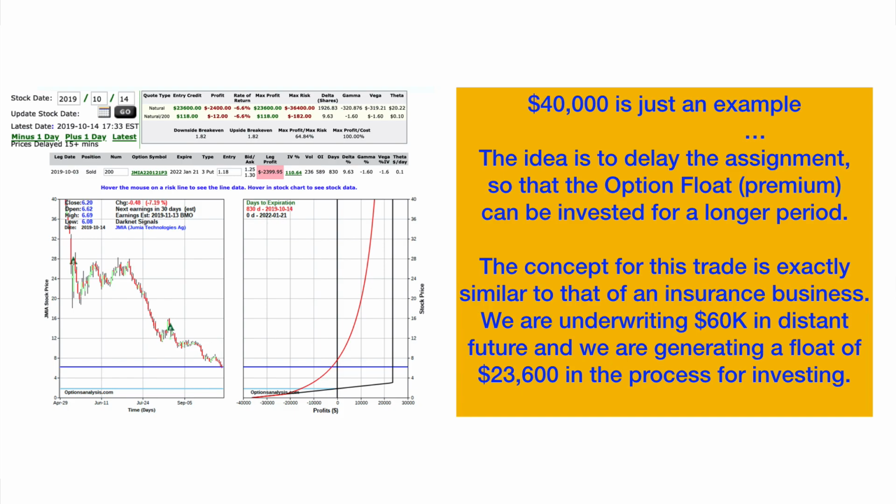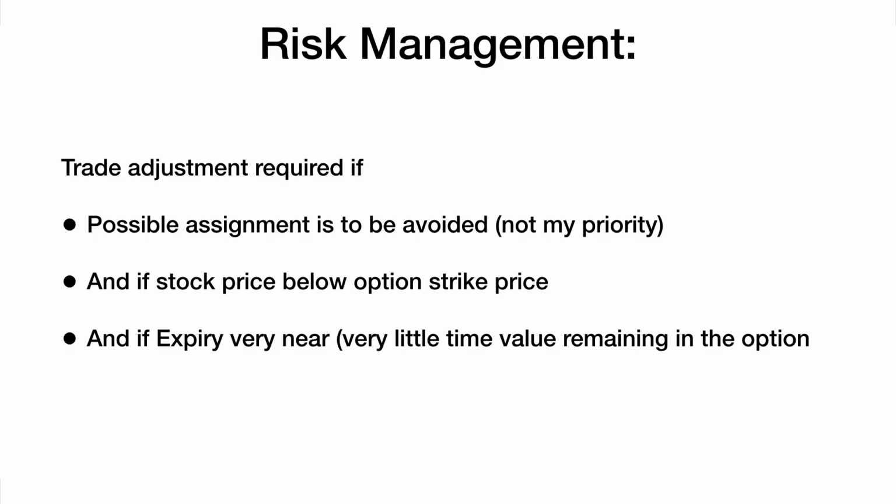Now, again, in case someone wants to adjust the trade, if someone wants to protect themselves from a possible assignment, there are several ways of adjusting the trade, and I'm going to discuss some of those adjustments here. In reality, the requirement for adjustment would only come up when the trade is very close to expiry. Now, this particular trade is no way close to expiry. It's still 830 days away from expiry.